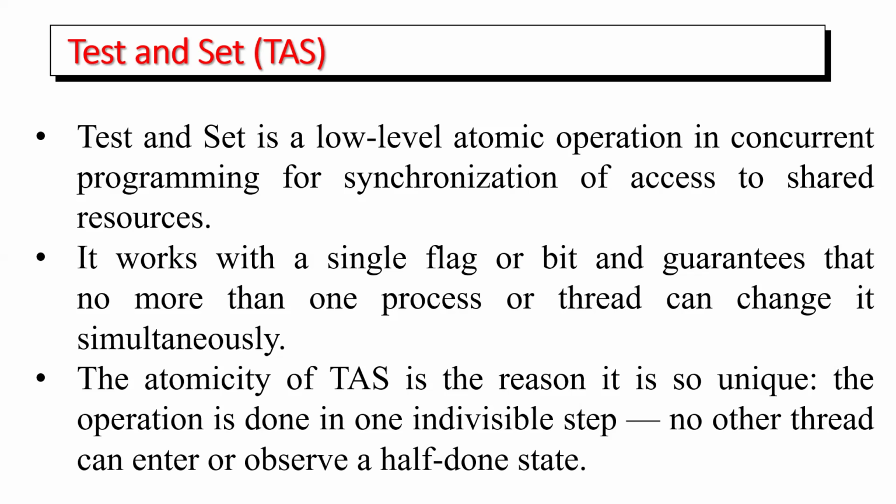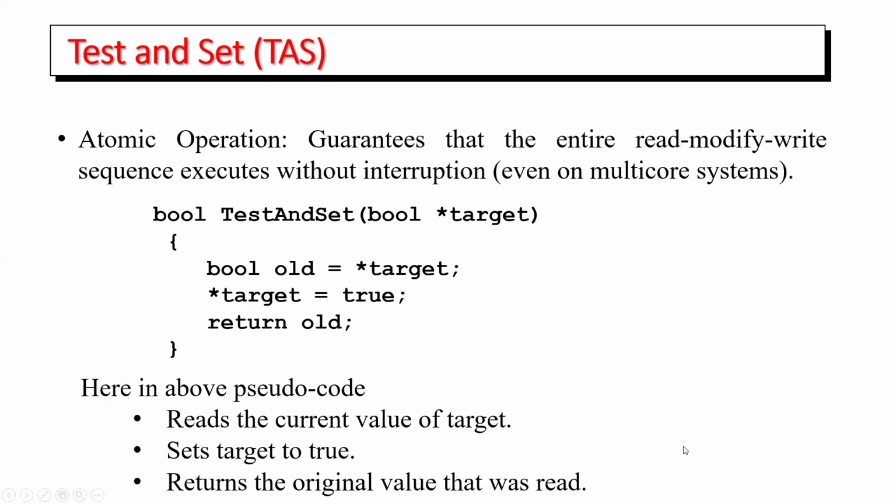We say that the atomicity of test and set is the reason that it is unique. The operation is done in one indivisible step. No other thread or process can enter or observe a half-done state. As we stated, it works with a single flag or a bit and guarantees that no more processes can enter and change the states. So this is how exactly this can be mapped, as an atomic operation.